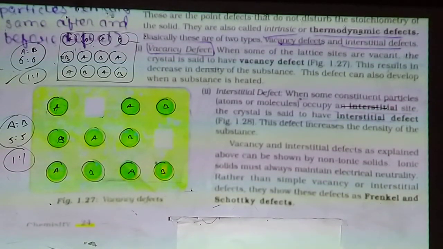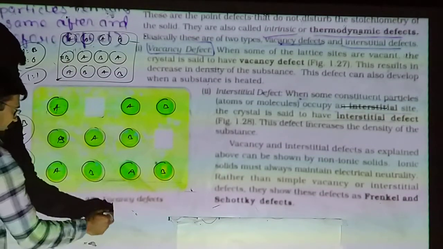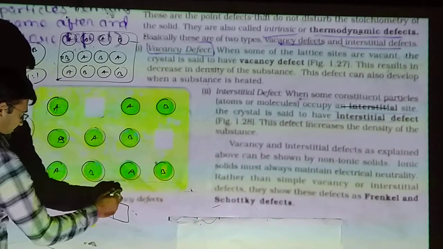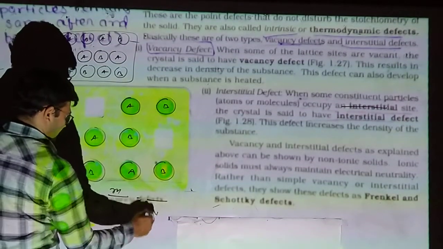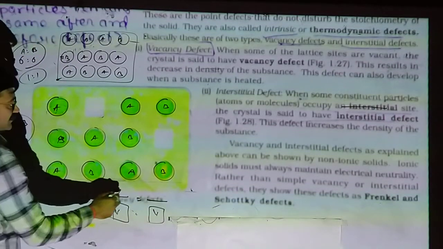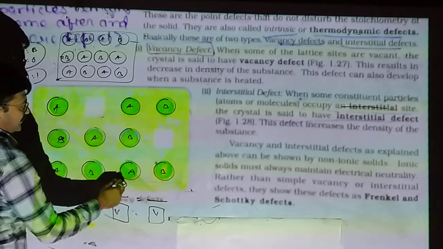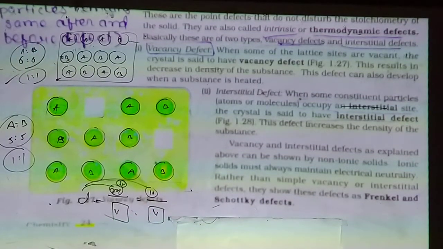Here density decreases. Why does density decrease in this defect, in the unit cell, in the particular volume? Density is mass upon volume. Here in both cases the volume is the same, but here is the mass of 12 spheres, here the mass of 10. So naturally density decreases. Some space will remain.